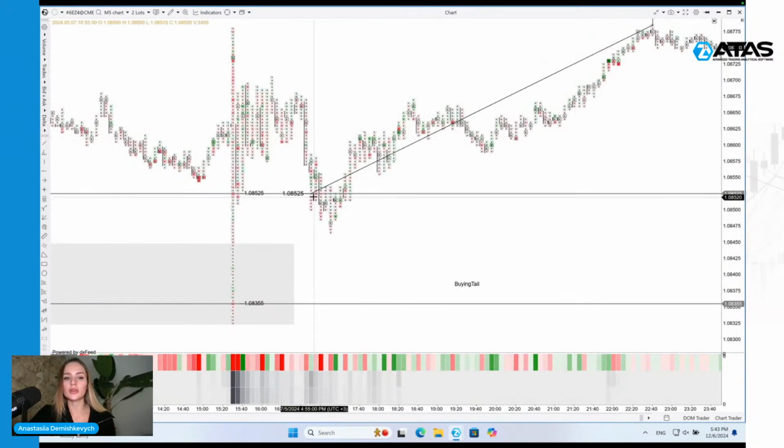Now, in this specific case, my stop loss always goes below the buying tail or below the lowest bright delta. So it would go below 0.8355. The logic behind it is exactly similar, because I expect one of these two levels to hold the price. So either 0.8525 or 0.8355, I want to hold the price. If the price would break through this, then my setup would be invalid. And hence why I place my stop loss below the lowest of the brightest deltas.